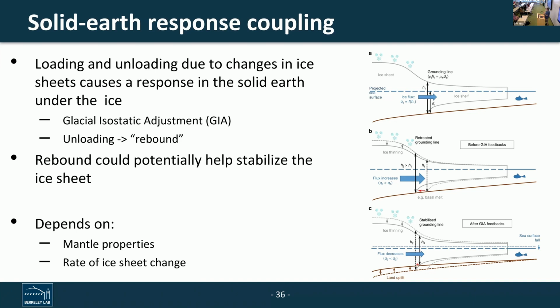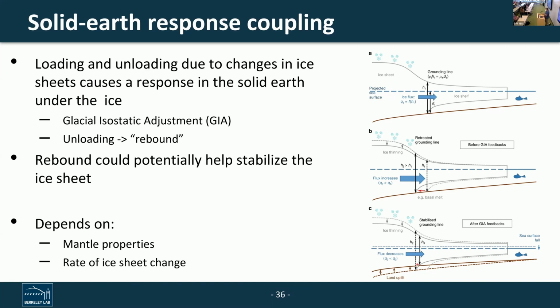And the way to think of it is that as we unload the bedrock, the bedrock starts to rebound. And one of the interesting things is that people in, for example, Iceland are actually seeing sea levels fall for them, partly because their island is actually still rising from the last ice age. And so they actually see sea levels going down. But the idea is also that the rebound can potentially help stabilize the ice sheet.